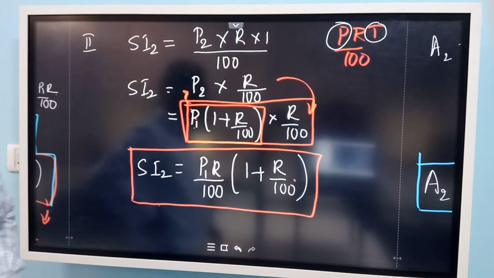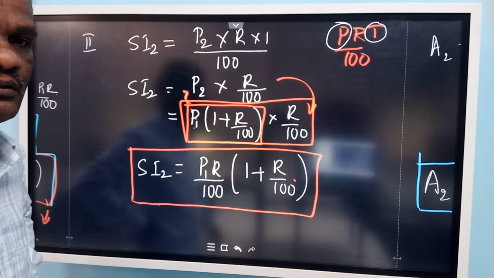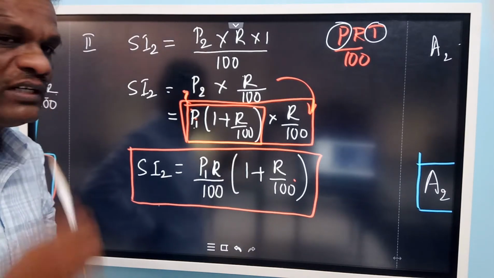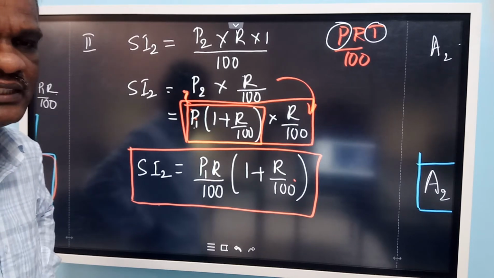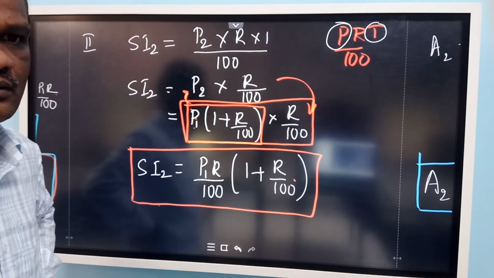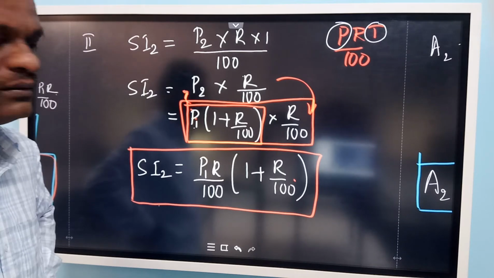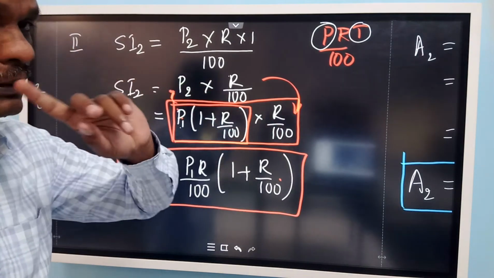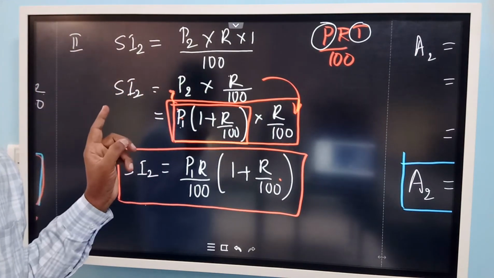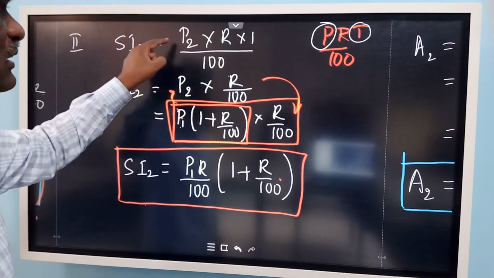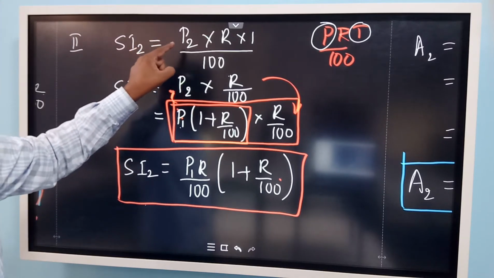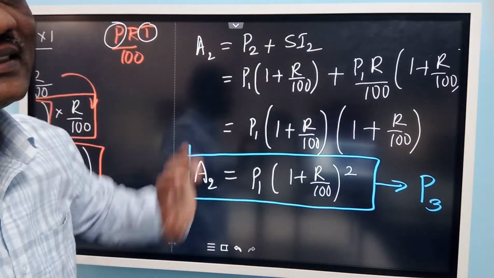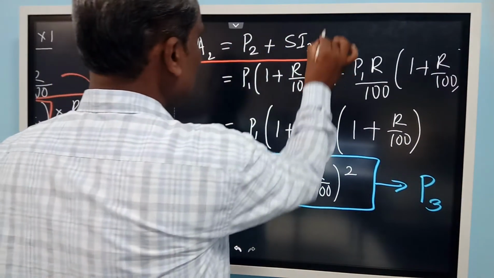Now what is the next thing we have to calculate after calculating the simple interest for the second year? Amount at the end of second year. What is the formula? How to find the amount at the end of second year? Add principal and interest. What is the principal for the second year? Sir, P1 into 1. No, just you say P2. Okay, P2 is the principal for the second year. A2 is equal to P2 plus SI2. This is a formula now.